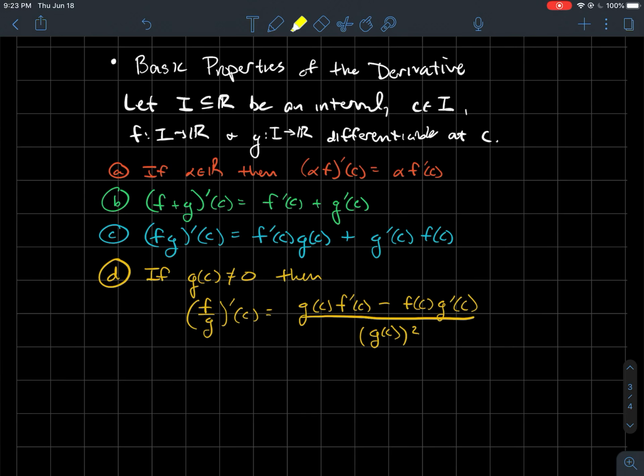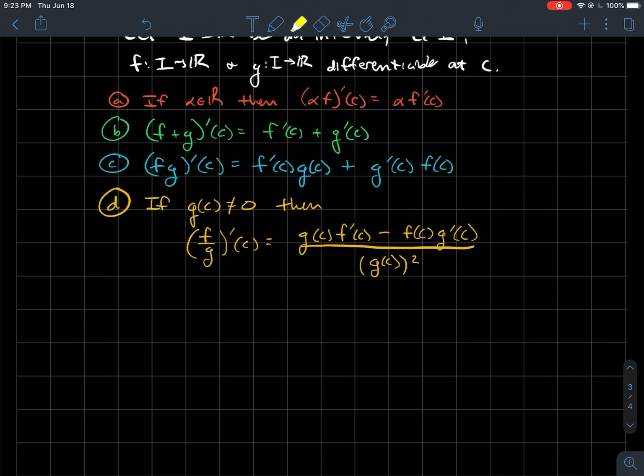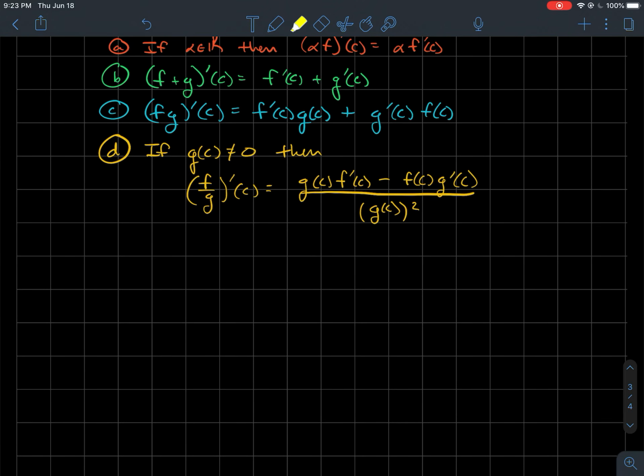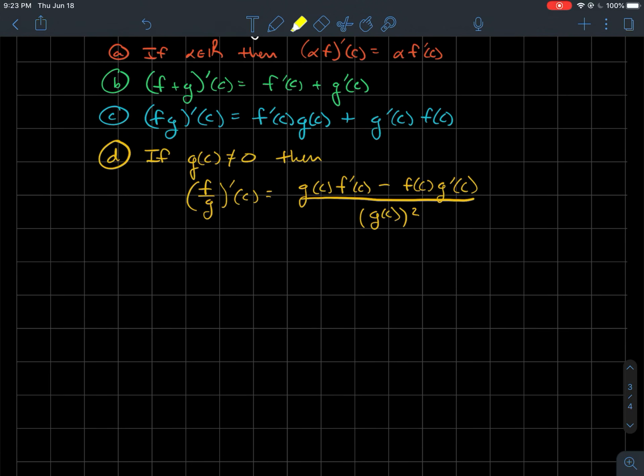And the last one, if g is non-zero at this value c, then the derivative of the quotient f over g makes sense to talk about. And here we get the quotient rule. And how I always remembered it was it's low d high minus high d low all over low squared. If you've never heard that before, sorry. It helped me a lot when I was going through calculus.